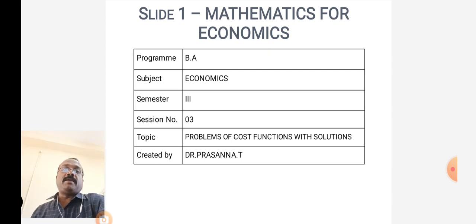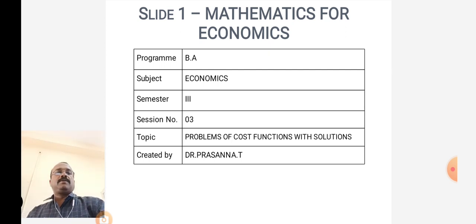It would be better to use a whiteboard or blackboard, but sorry, I am not using any type of board here. I will deliver it through the classroom session itself. So let's move on to the topic, problems of cost function with solution.